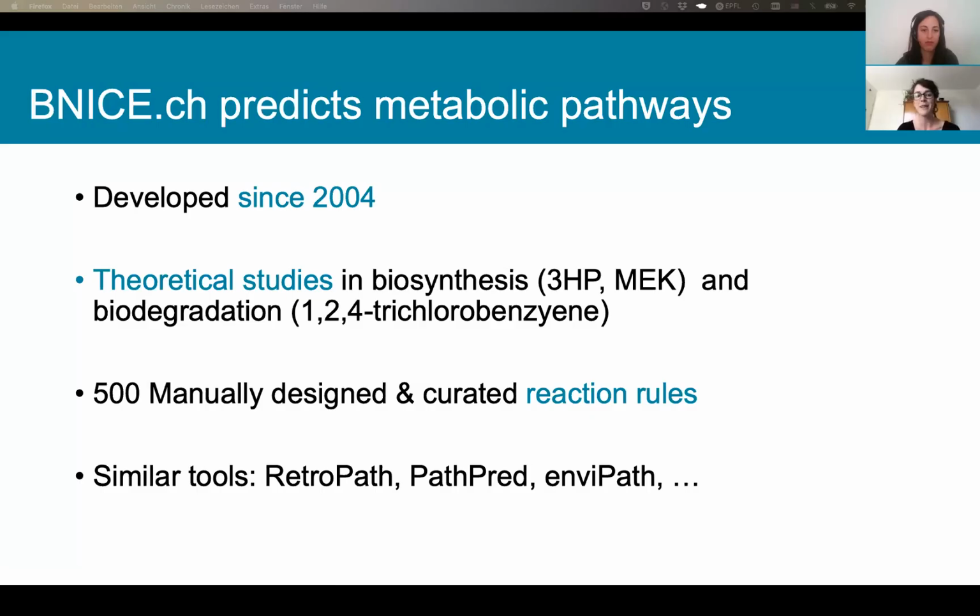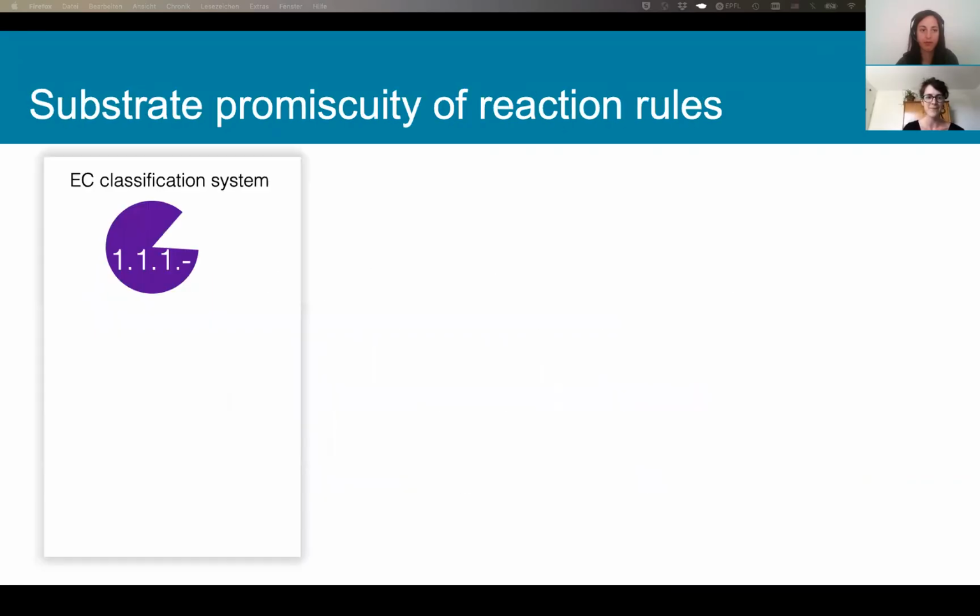I just very quickly mentioned that there are similar tools out there. Some of them also have manually curated reaction rules, for example, EnviPath and PathPred, which is the tool used in KEGG. And there's also RetroPath, for which there are several versions, and RetroPath relies on machine learning to deduce the reaction rules. So from now on, I'm only going to talk about how the reaction rules work in BNICE.